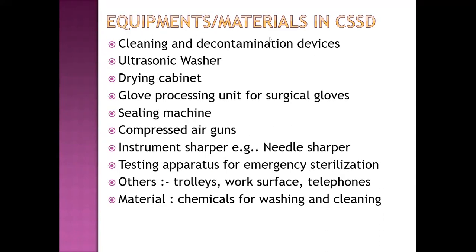Equipments and materials which are used in CSSD include cleaning and decontamination devices, ultrasonic washer, drying cabinet or hot air oven, glove processing unit for surgical gloves, sealing machine before ethylene oxide sterilization, compressed air guns for washing or cleaning of thin bore needles, instrument sharpener, example needle sharpener, then testing apparatus for emergency sterilization. Other items include trolleys, work surface, and telephones, and materials include chemicals for washing and cleaning.